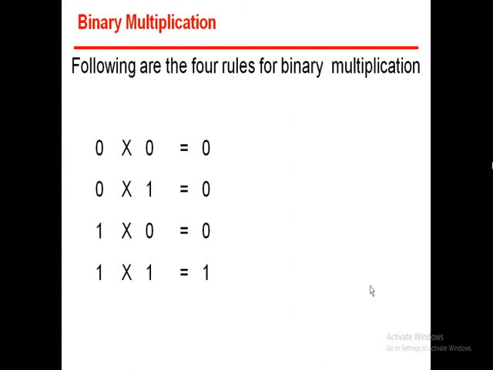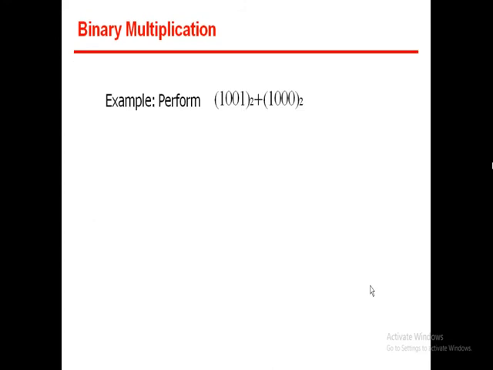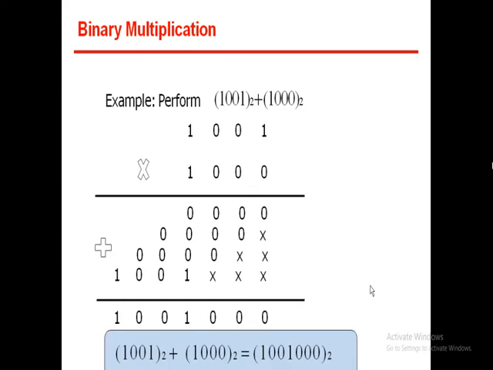Then this is the multiplication: 1001 into 1000. When we multiply these two numbers, there are two methods for multiplication, paper method and computer method. Here we are using the paper method. Paper method is similar to the method we use for decimal number multiplication.